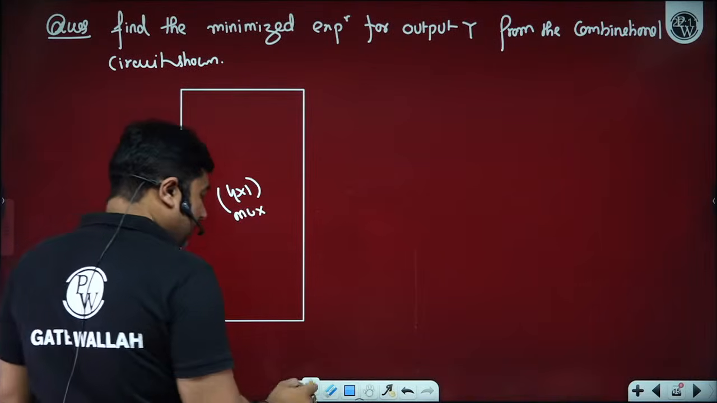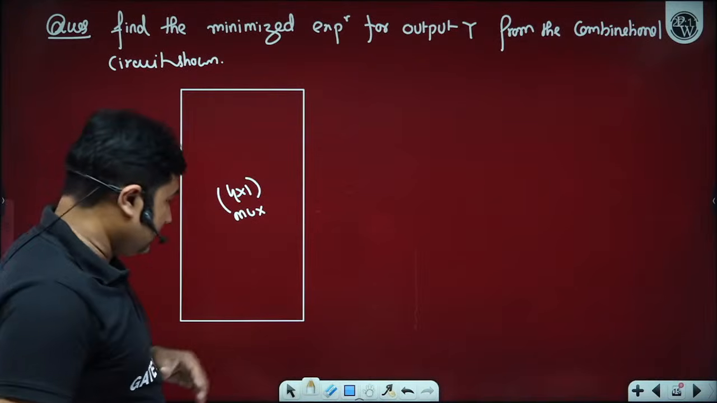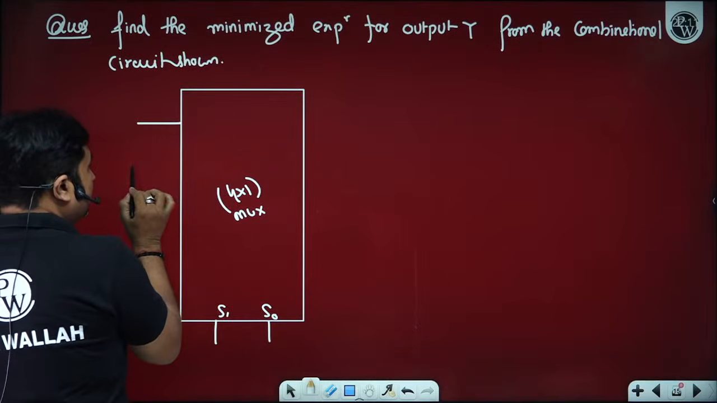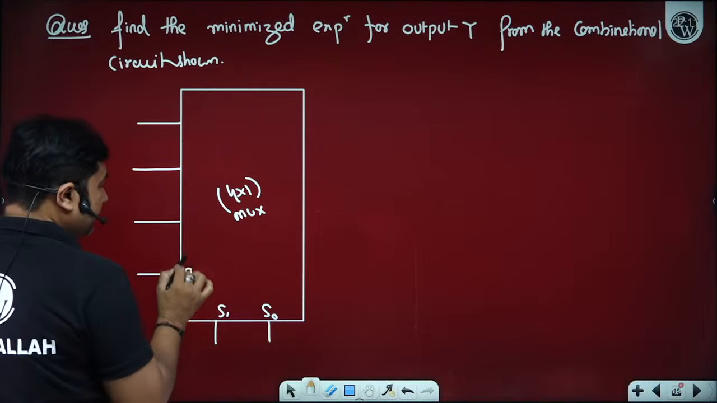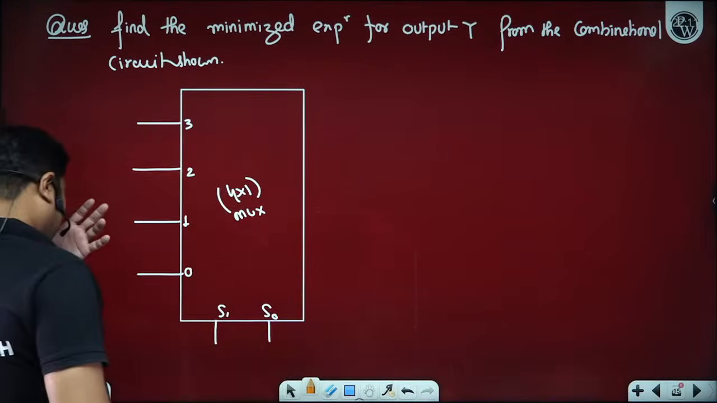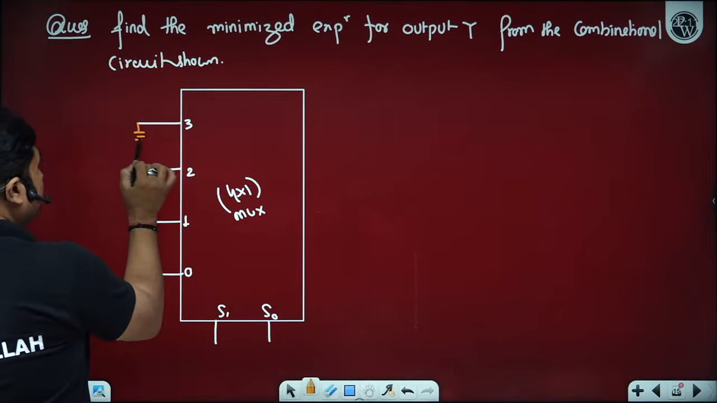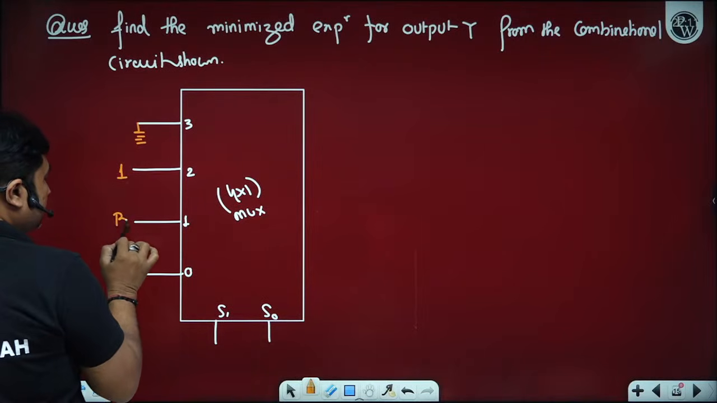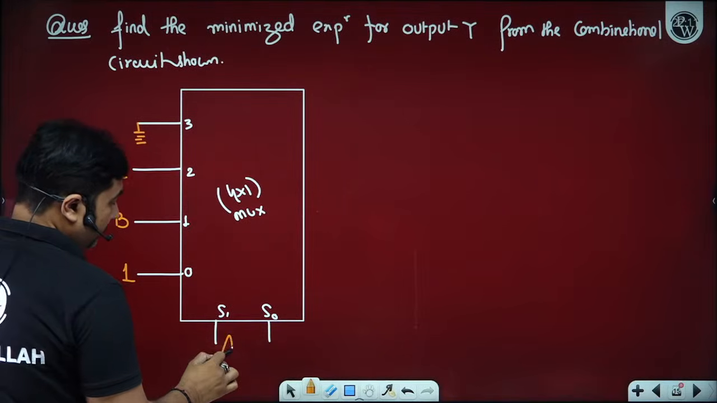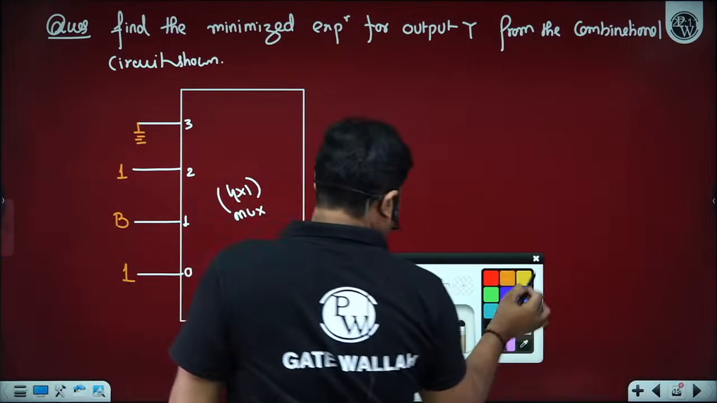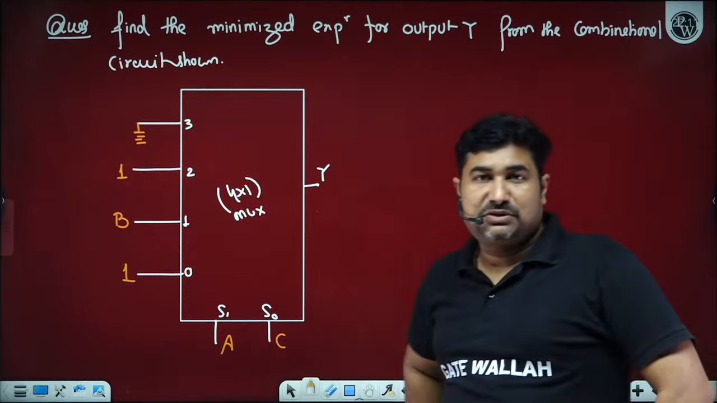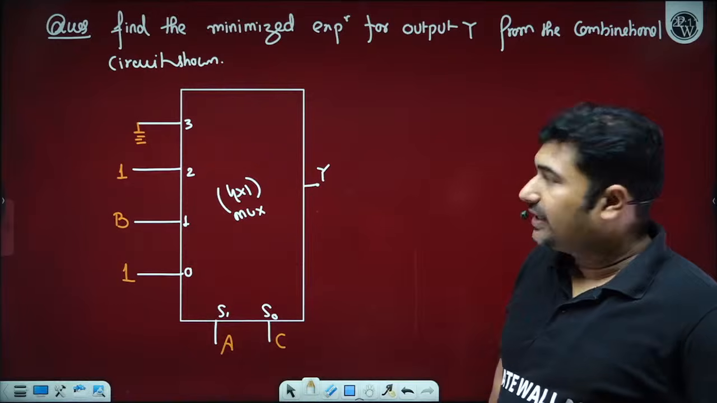mux. All of you are aware of the internal circuitry of the mux? Yes, sir. And we have S0, S1, and inputs are 1, 2, 3, 4, but indicated like this: 0, 1, 2, 3. Inputs are indicated like this, and this is your grounded logic level 1, this is B, and this is your logic level 1. We have A, C. Can you tell me the minimized logical expression for the output Y shown in the figure?